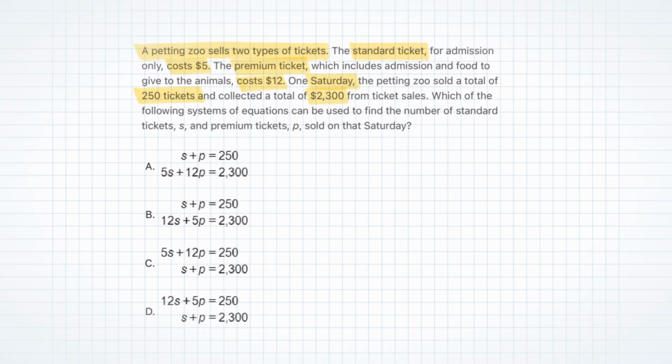Now, before we write the equations, let's understand where they come from. The question says the zoo sold two types of tickets, standard and premium. So, let's call the number of standard tickets S and the number of premium tickets P. The total number of tickets sold was 250. That means if we add the number of standard tickets and the number of premium tickets together, we get 250. That gives us our first equation.